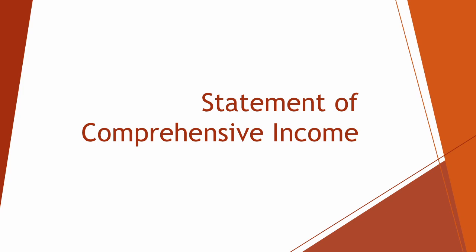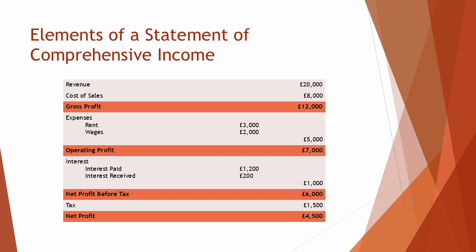The purpose of a statement of comprehensive income is to provide stakeholders with a clear picture of how much profit or loss the organization has made during an accounting period. The uses for a statement of comprehensive income include assessing business performance, comparing results over time, guiding management decisions, and informing investors and creditors. The elements of a statement of comprehensive income are revenue, cost of sales, gross profit, expenses, operating profit, interest, tax, and net profit.